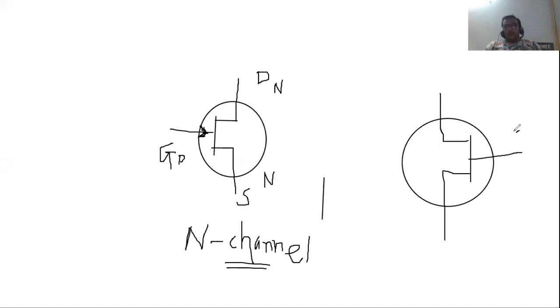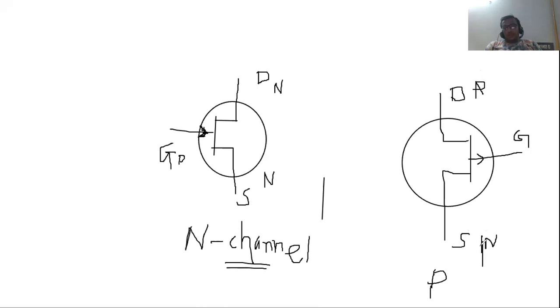Here it is known as gate. Here it is known as drain, and here it is known as source. But for the P channel JFET, the symbol can be considered with the arrow pointing outside. See here N, here N. Sorry. Here P, here P terminal.